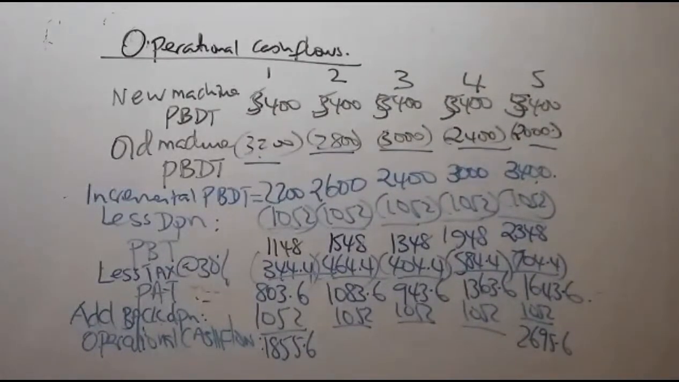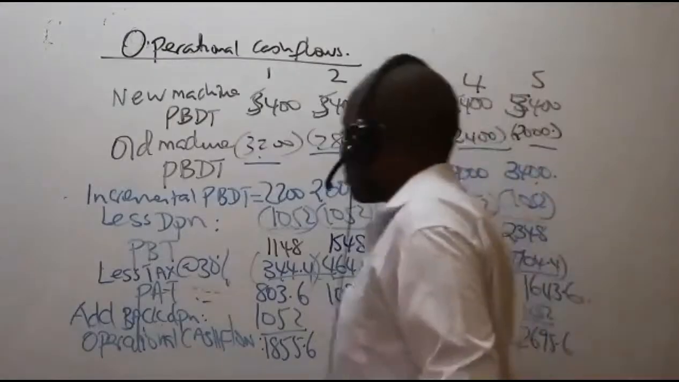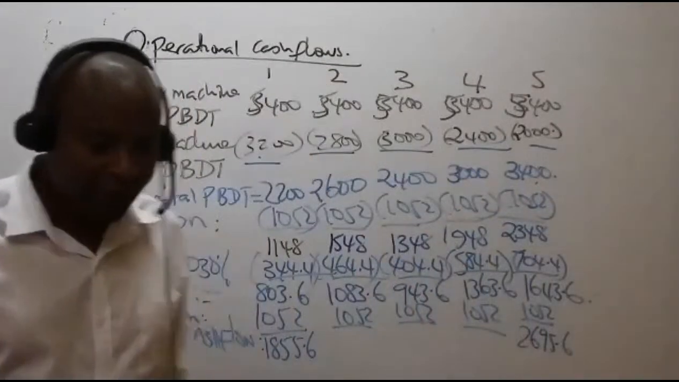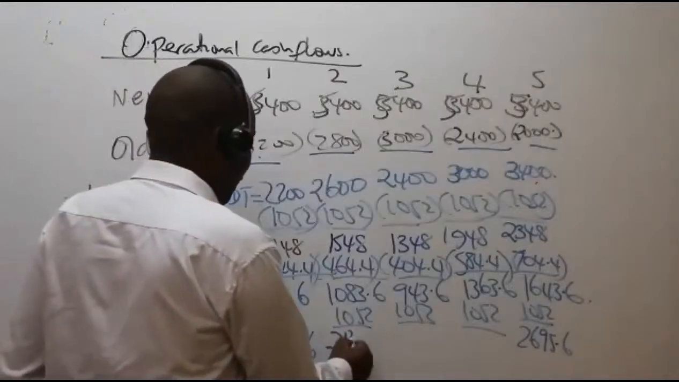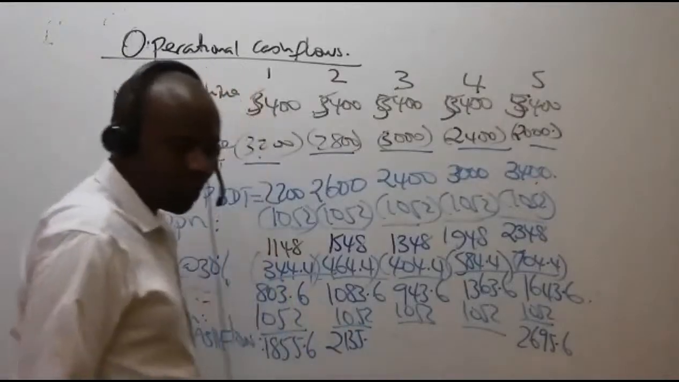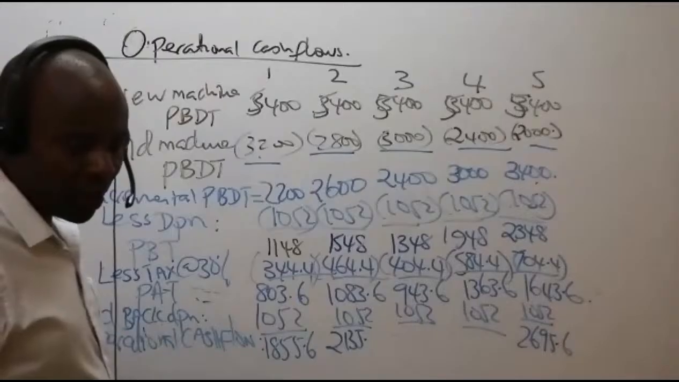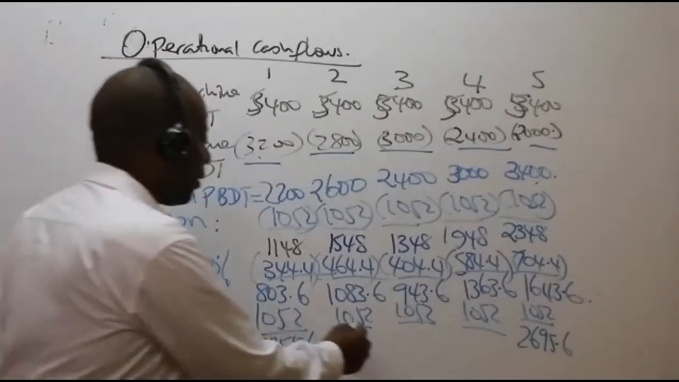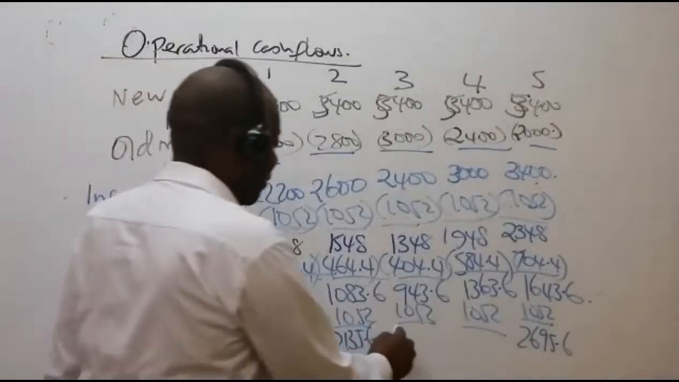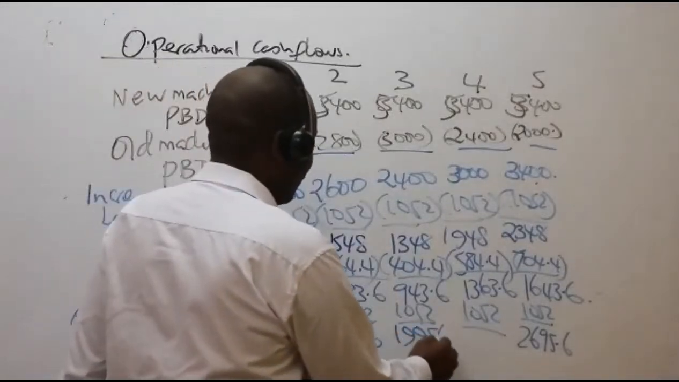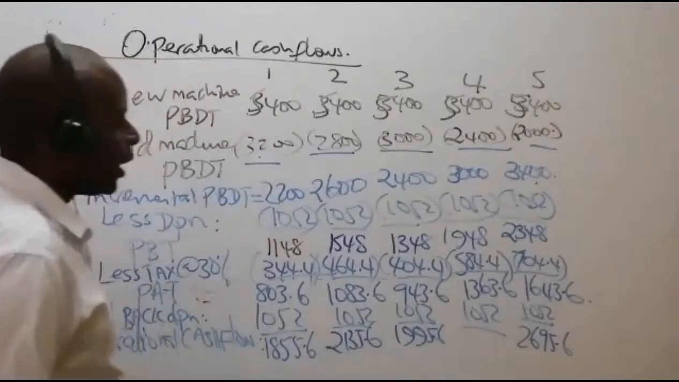Okay. So what figures are we getting, ladies and gentlemen? Year number 1, number 2, I can see 2135.6. Please write there. Year number 3, write the year. 1995.6. How about year number 4?